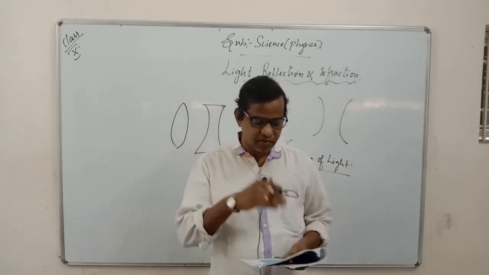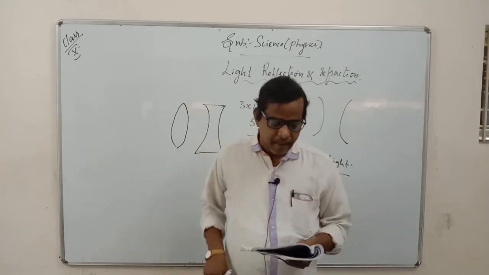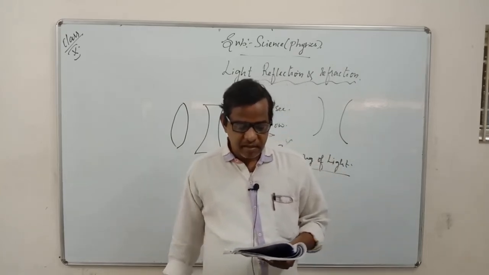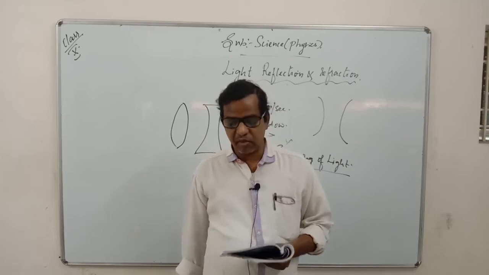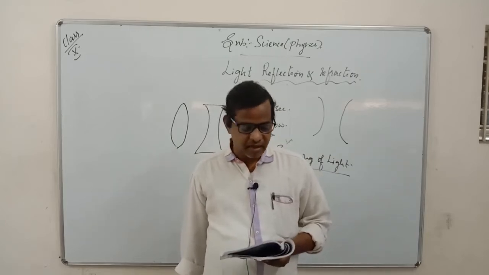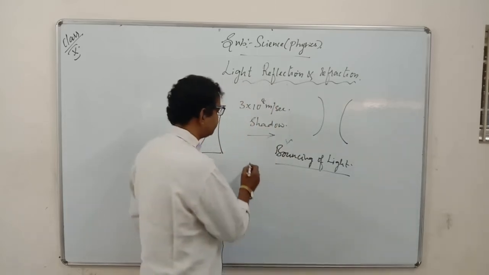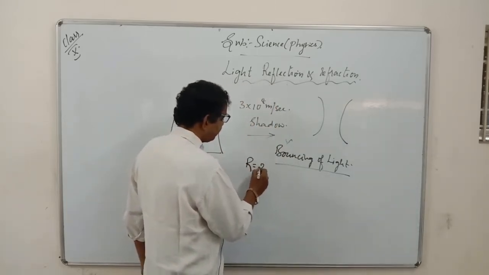Now you will study each one by one. Generally you have to remember that the radius of curvature is found to be equal to twice its focal length. We put this as R equals 2f.